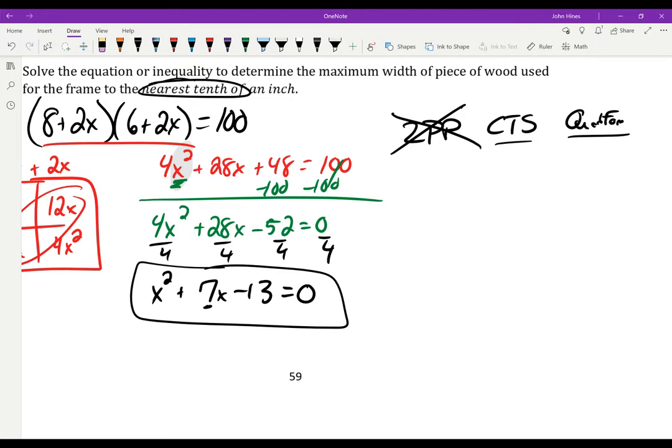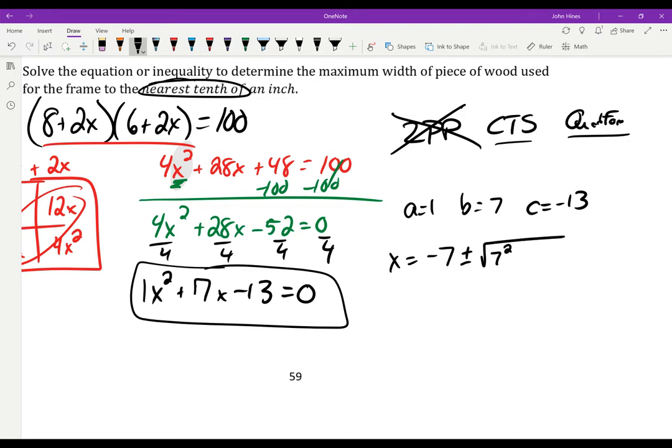And since this is a 7, I can cut 7 in half. It becomes 3.5. I don't want to deal with that though. So let's use the quadratic formula. So a equals 1, b equals 7, and c equals negative 13. And we plug it in. So x equals negative b plus or minus the square root of b squared minus 4ac all over 2a.